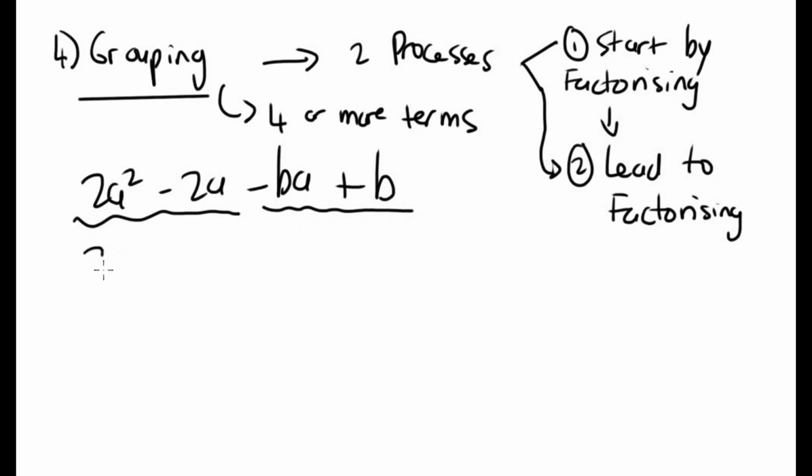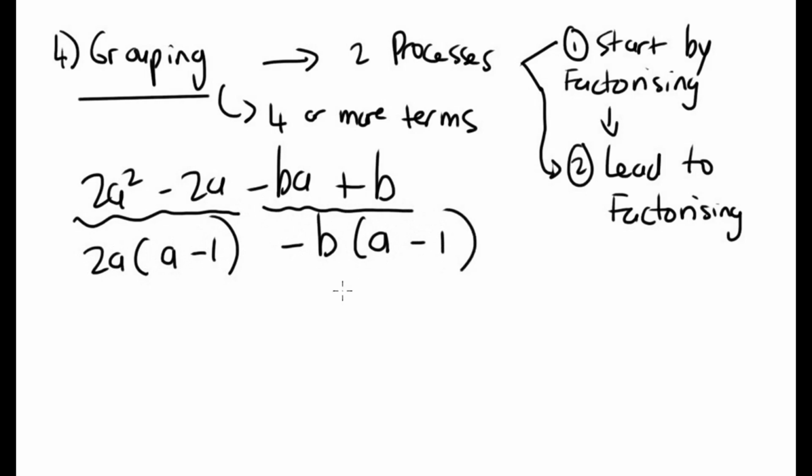So I can take out 2a as a common factor here, and I'm left with a minus 1. And here I can take out minus b as a common factor, and I'm left with a minus 1 as well. So now I can see I started with a type of factorization, which was common factor, and I grouped it. That's why it's called grouping. So step number one is to group something together so that you can factorize it.